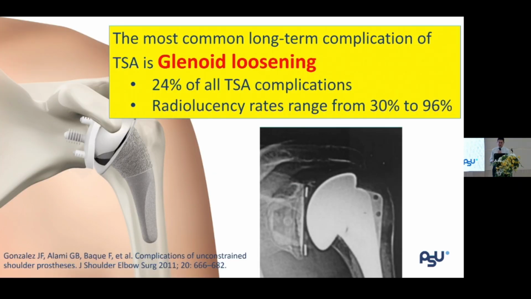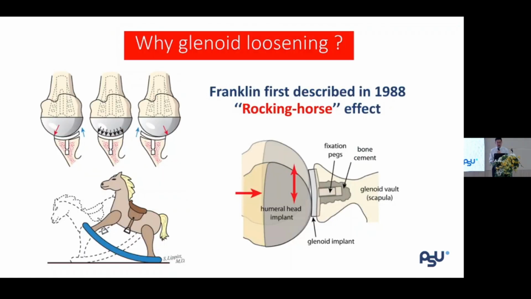The most common long-term complication of total shoulder arthroplasty is glenoid loosening, accounting for 24% of total shoulder arthroplasty failure. In 1988, Franklin described the rocking horse effect as a key cause of glenoid loosening in total shoulder arthroplasty. This occurs when uneven loading leads to compression on one side and distraction on the other, causing progressive micromotion at the bone-implant interface.